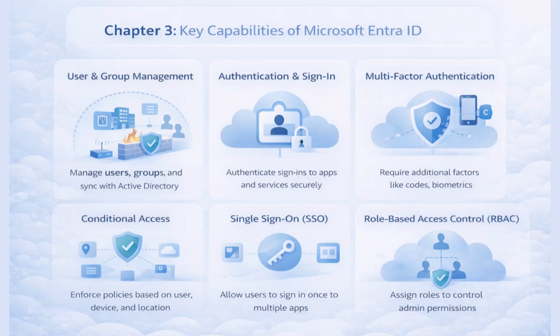Let's look at the most important ones. User and group management. Microsoft Entra ID allows organizations to manage identities centrally. This includes users, cloud-only users, or users synchronized from on-premises Active Directory. It also includes security groups, Microsoft 365 groups, and guest users for external collaboration.